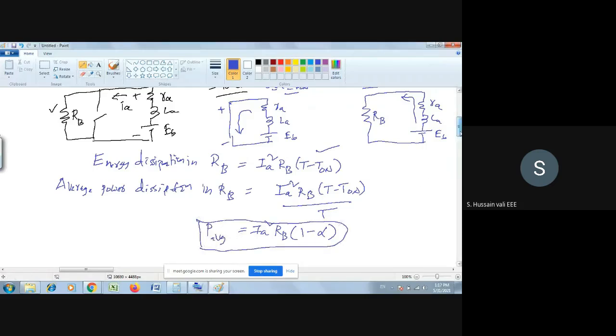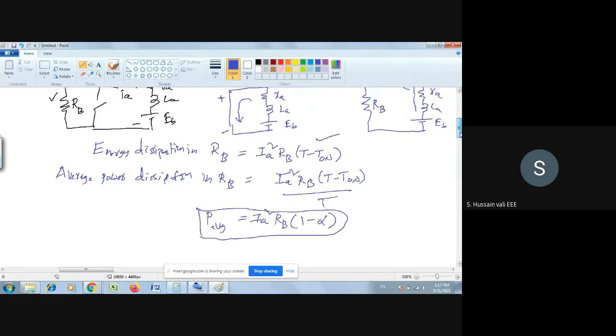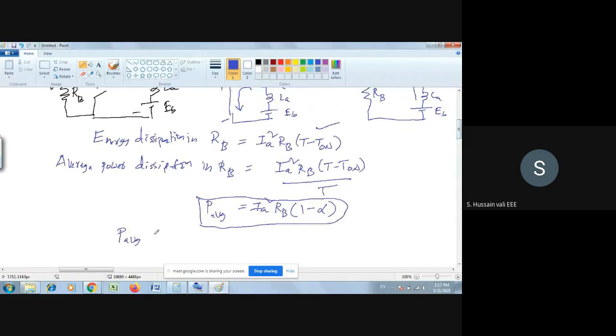Then we can write one more thing. This average power dissipation is equal to IA square into RBE, where RBE is equal to RB into 1 minus alpha. RBE can be called the effective resistance.